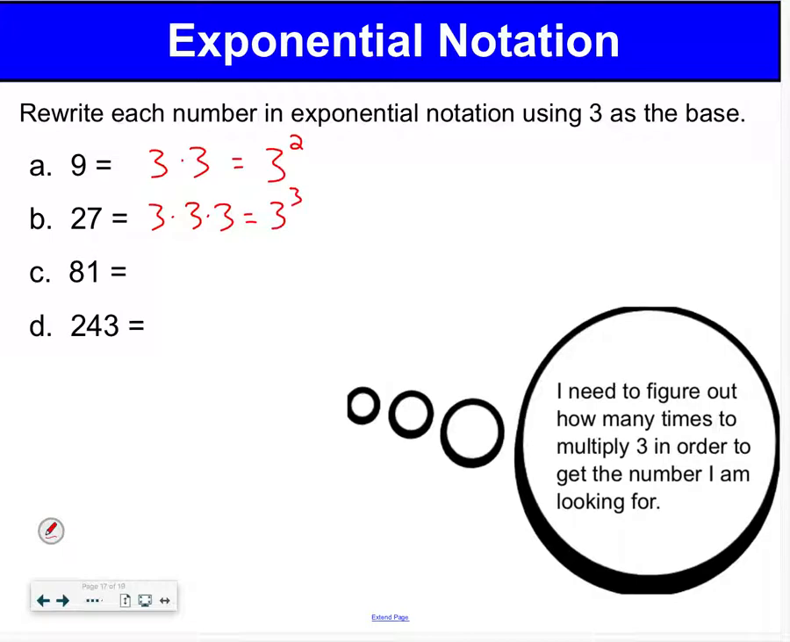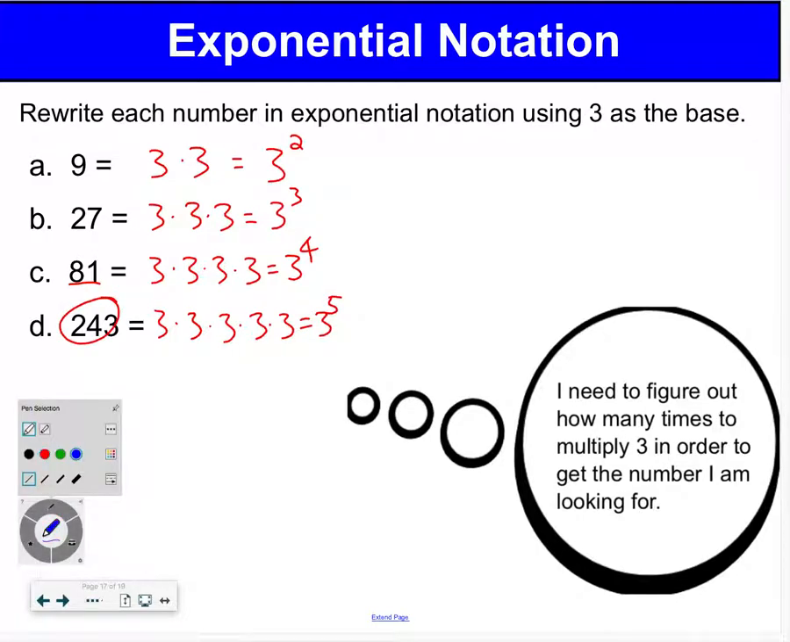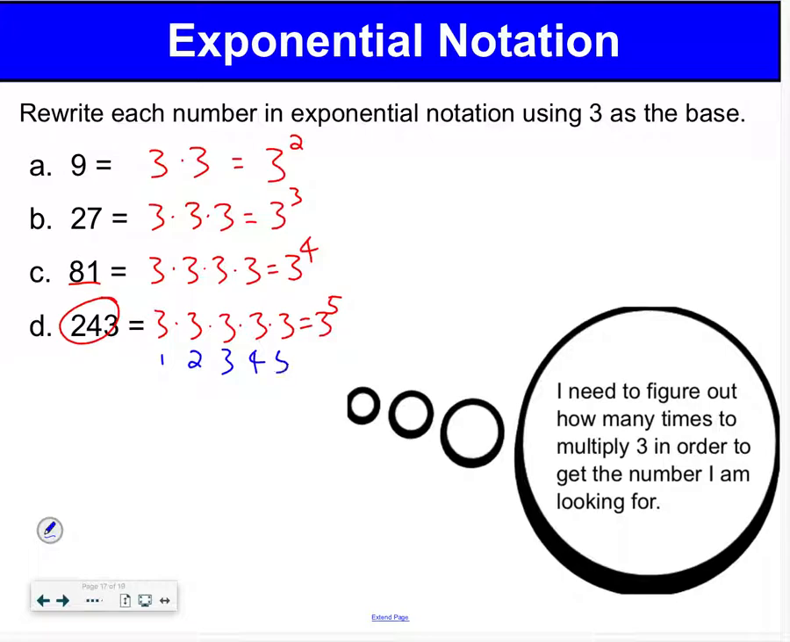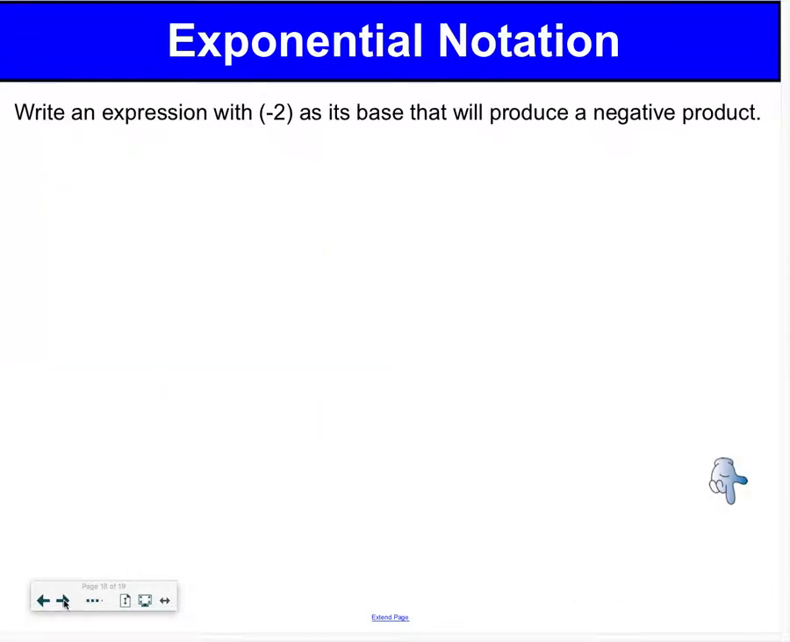I'm going to multiply 3 times 3 times 3 in order to get 27, so that would be 3 to the third. If I multiply yet one extra 3, I'm going to get 3 to the fourth, which equals 81. And then finally, 3 times 3 times 3 times 3 times 3 equals 3 to the fifth, which does equal 243. It's important to point out that we have 1, 2, 3, 4, 5 3s, and that's the number of our exponent.